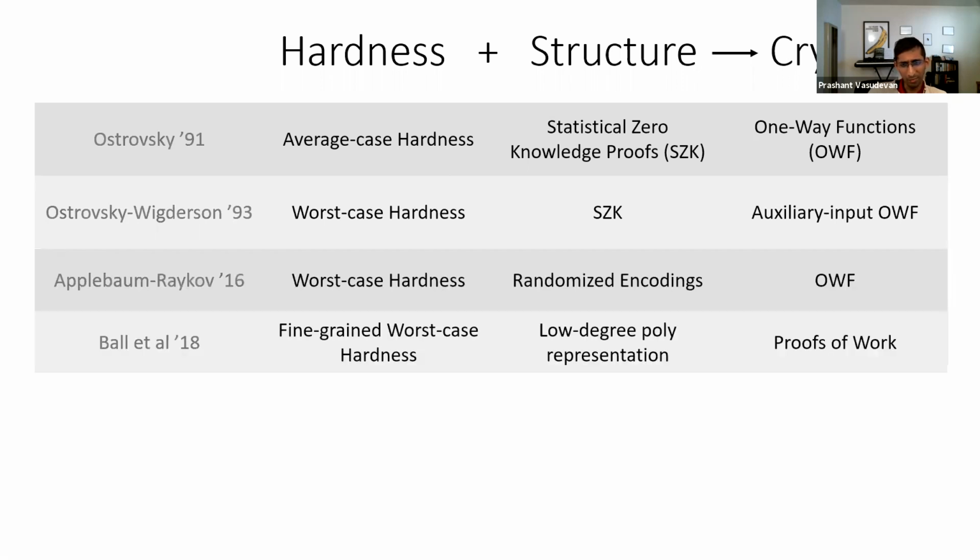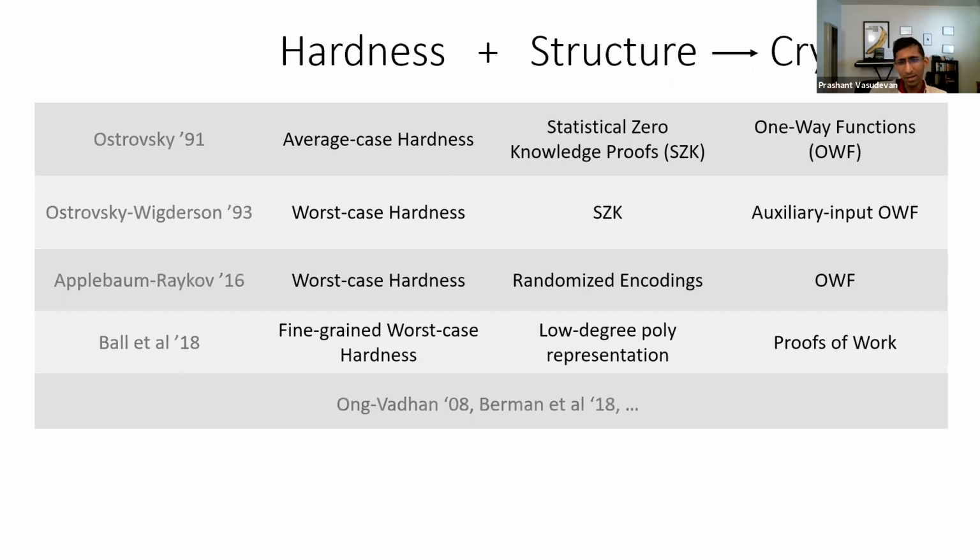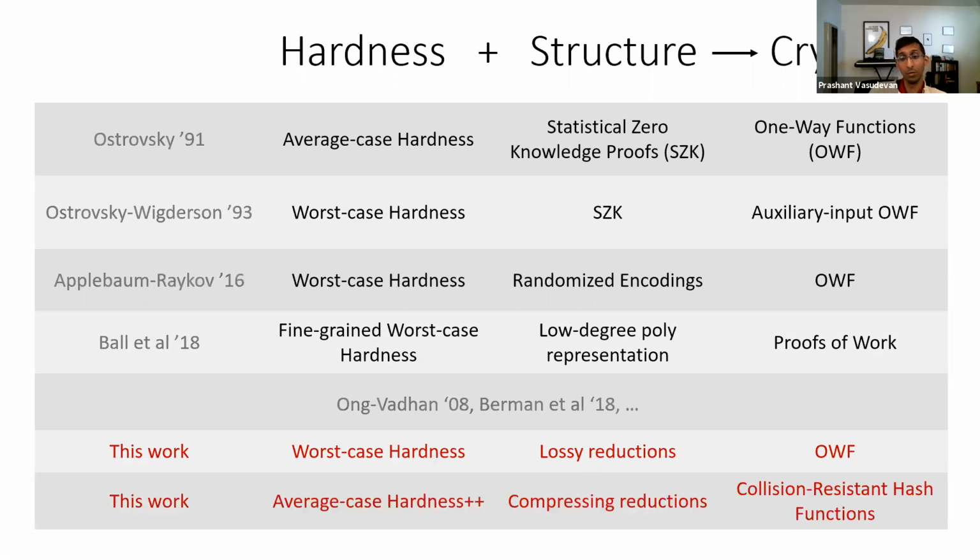And there has been work in different directions showing that different kinds of structure can be used, starting with different kinds of hardness, to get different cryptographic primitives. What we do in this work, what I'm going to tell you about in this talk, is provide a couple of new answers to the question of what is sufficient structure. In particular, I'm going to tell you about two kinds of reductions called lossy reductions and compressing reductions that you can use to start with worst case hardness and get one-way functions, or to start with a certain kind of average case hardness and get collision resistant hash functions.